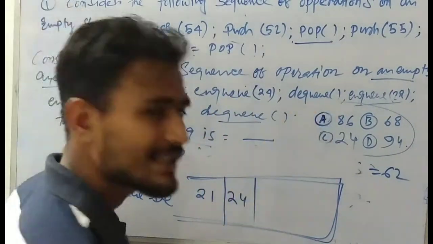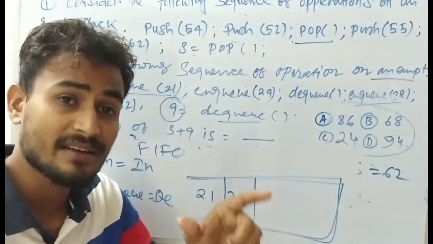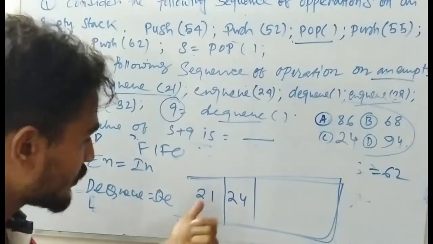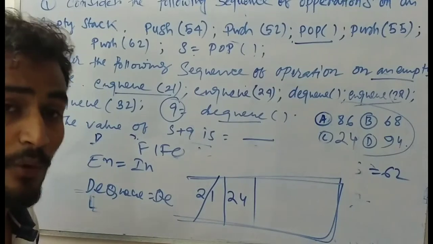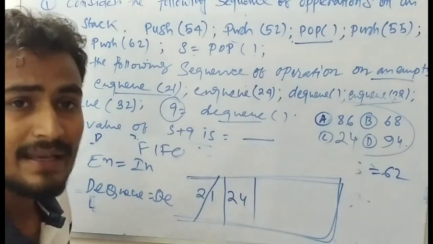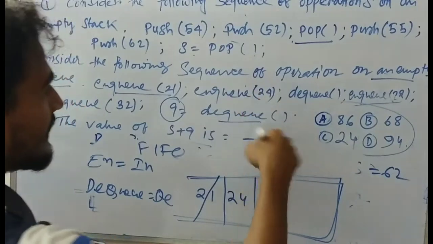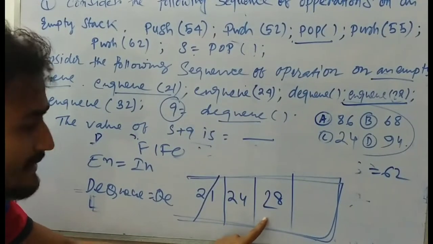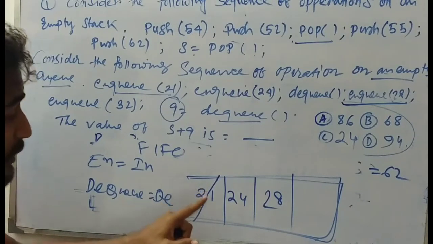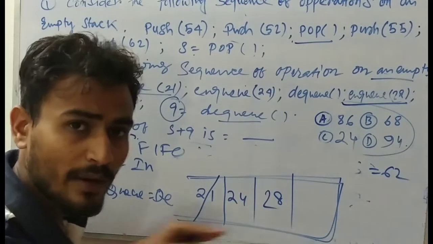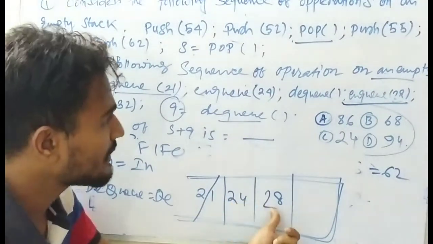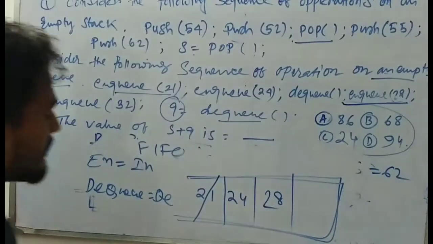Then DQ. DQ means I remove an element from the queue. Which element is removed? 21. Yes, 21 will be removed, because 21 was inserted first. Now check the next one: NQ 28. NQ means insertion. Why do I insert 28 in this place and not in that place? Because I insert in this way: first 21, then 24, then 28. So NQ 28. Next NQ 32.